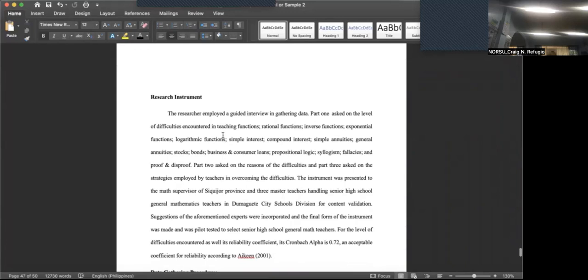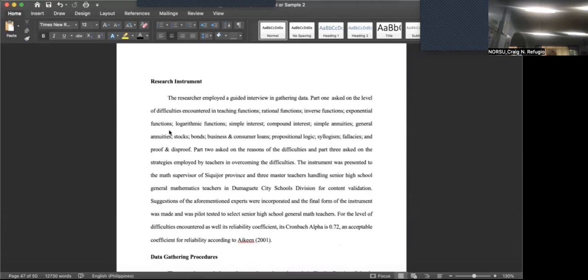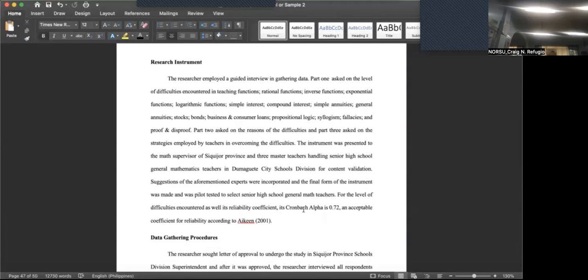Then research instrument. The researcher employed a guided interview in gathering data. Part 1 asked on the blah, blah, blah, and part 2 asked on the blah, blah, blah. So just follow the format and contextualize that one based on your statement of the problem. Make some changes according to the statement of the problem. And then this is actually stated here.